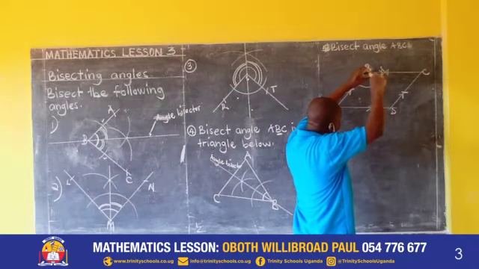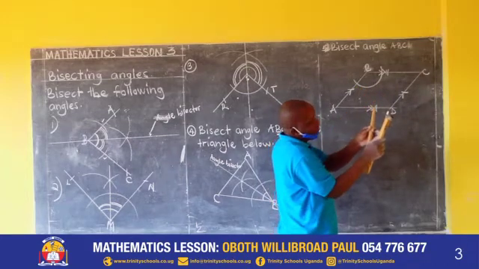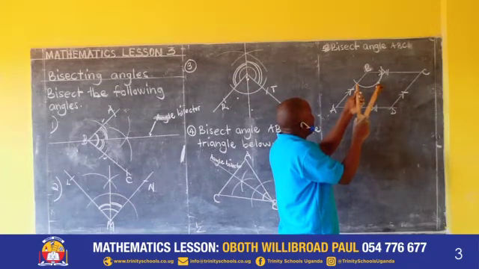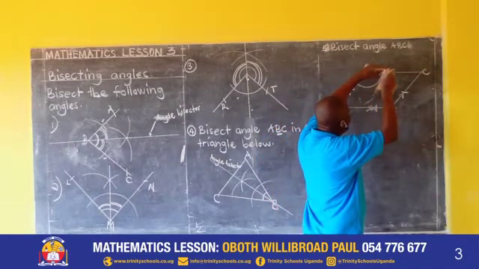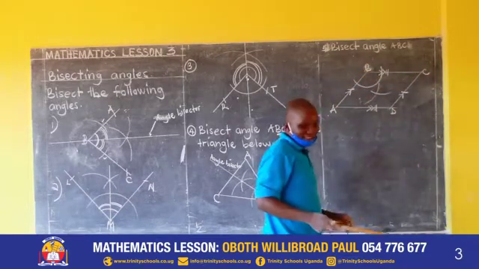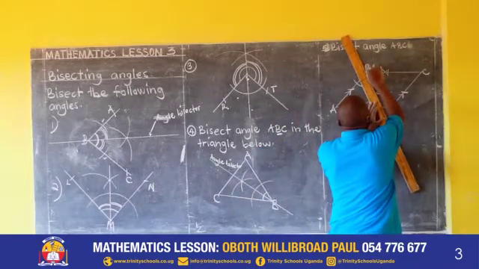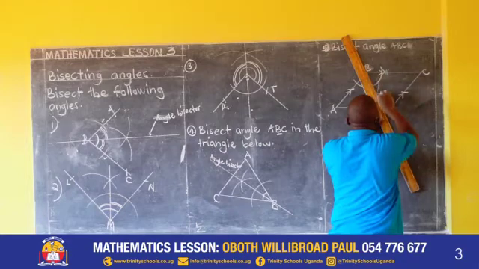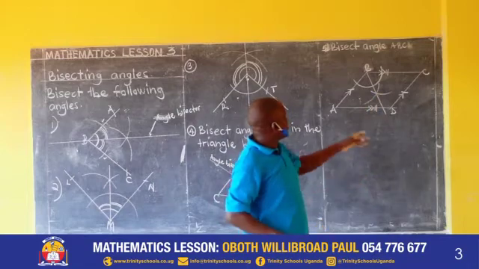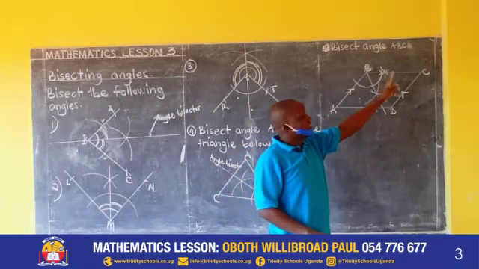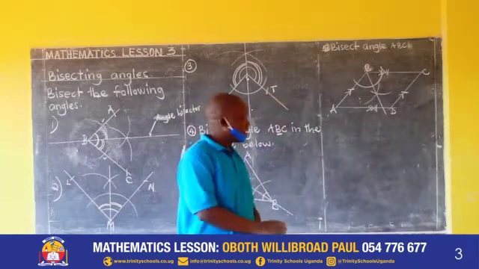But of course you must see where the arcs have cut. Then I'll add just a little bit, center there, draw an arc there, and also that point, and draw an arc. Then you join carefully, like that. We have bisected angle ABC. Other questions can follow. Bisecting angles is very easy.